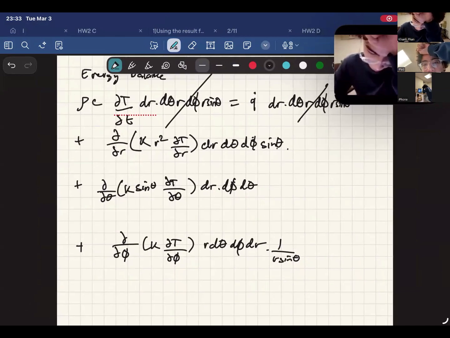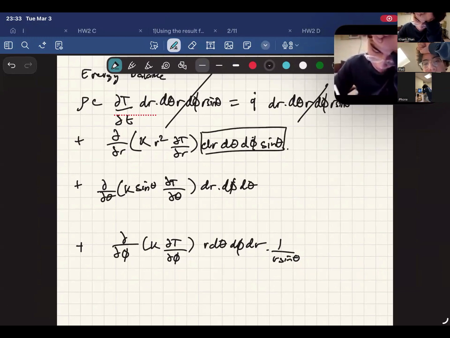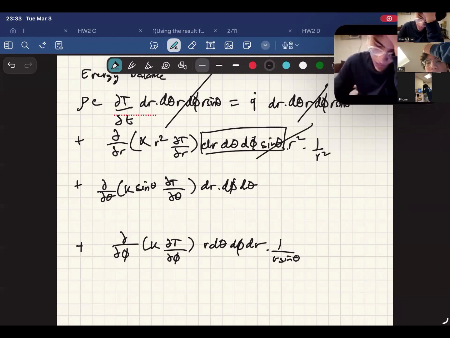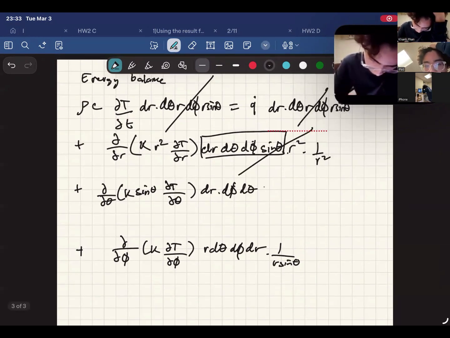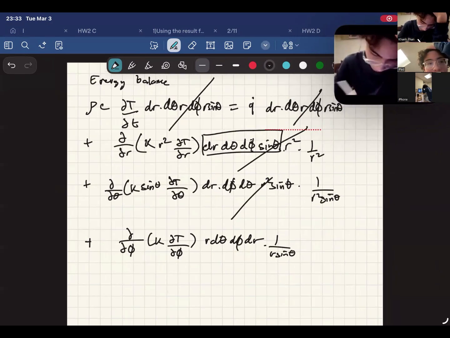And so over here we see that all of these terms are missing an R to complete the volume. So we can add R square over here and then times 1 over R square, so we can cancel this out. And then for here we would apply the same thing. So we would add R square sine theta and then times R square sine theta, so we can cancel this.